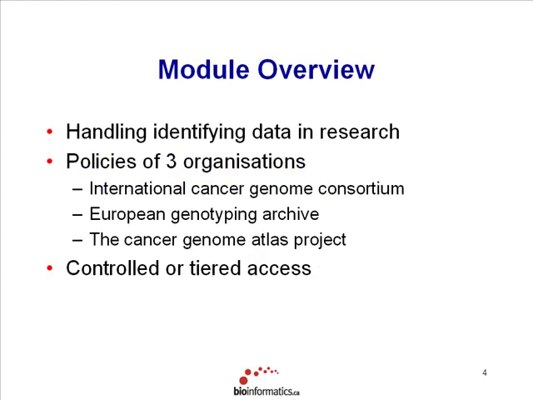But we've entered a brand new era where if we just do that with human subjects, we have the potential of introducing some complicating factors in terms of identifying individuals that should remain anonymous. So what this is meant to do is promote an awareness that since we're all working with clinical data, there are care and precautions that need to be taken when handling this data. We're going to go over what identifying data means in research, and then we'll go over the policies of three example organizations, the ICGC, the European Genotyping Archive, and the Cancer Genome Atlas Project. We'll talk a little bit about controlled or tiered access to data.